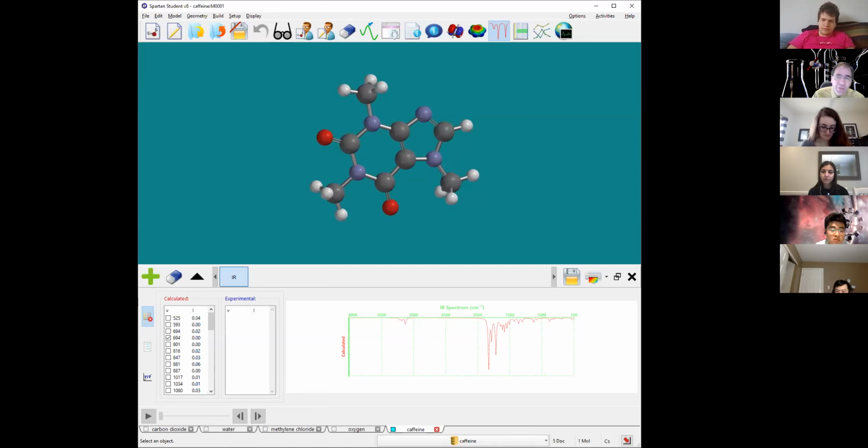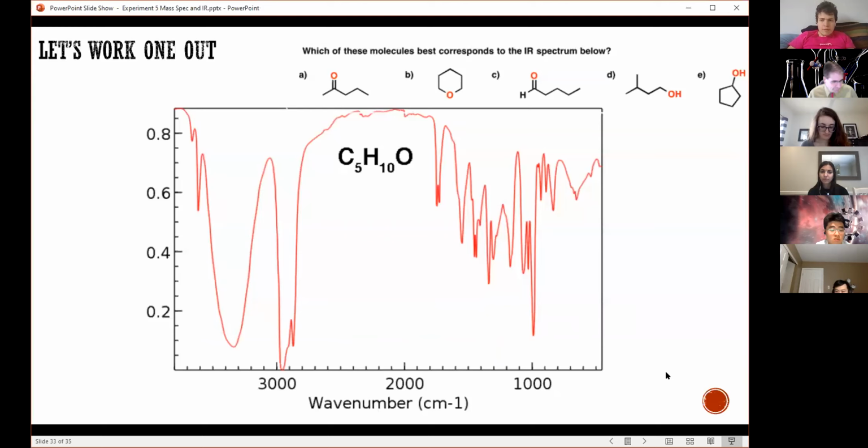Now, if I know there's a carbon-nitrogen, I can start to look for that, but you can't go the other way. Okay, let's look at an example. So here is an IR. I want to look at just one here, and then we're going to be done because we're almost here at our hour.